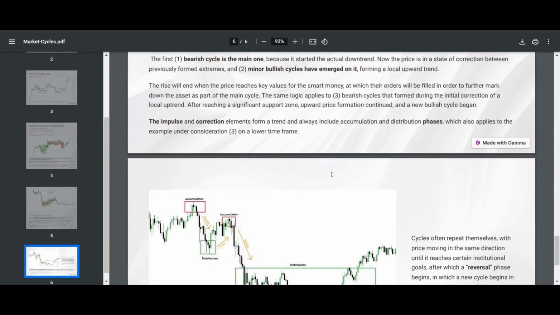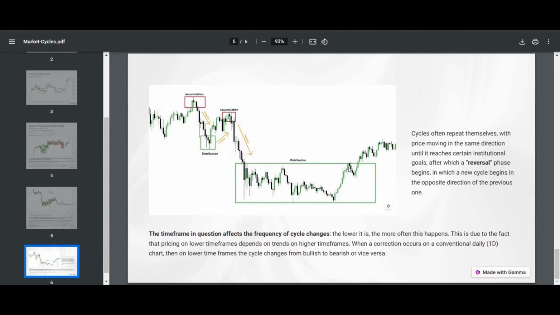Next, cycles often repeat, with the price moving in one direction until it reaches certain institutional targets, after which a reversal phase begins, starting a new cycle in the opposite direction from the previous one. The time interval being considered affects the frequency of cycle changes. The lower it is, the more often this occurs. This is because price formation on lower time intervals depends on the trend at higher time intervals. When a correction occurs on a regular daily chart, the cycle changes from bullish to bearish on lower time intervals, or vice versa.